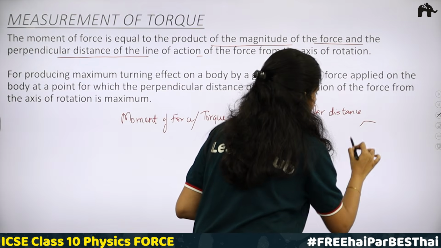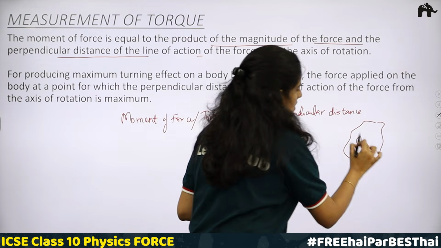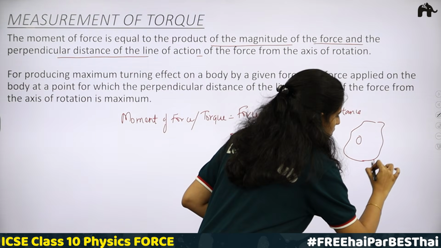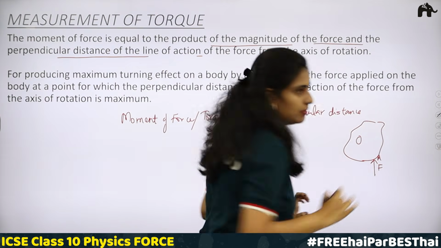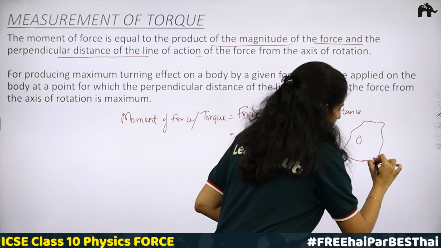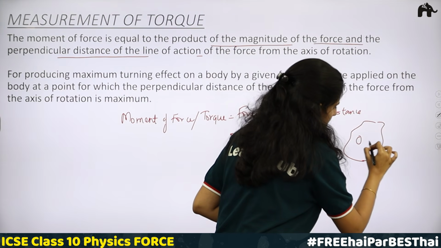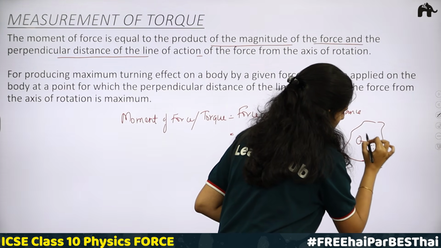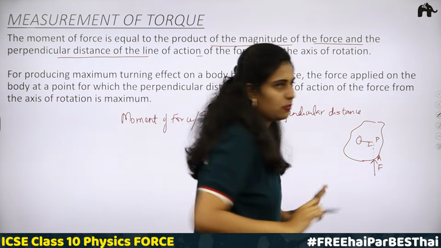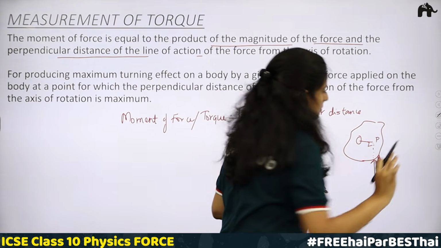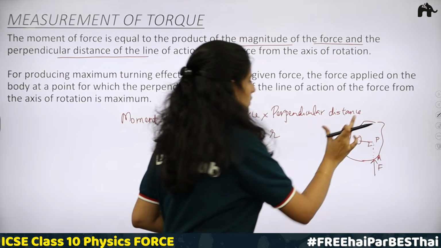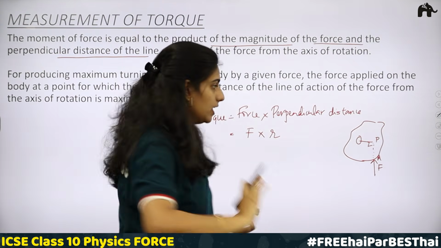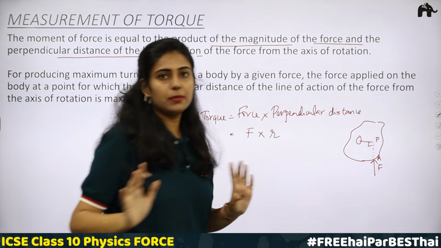Now take a case. Here you have a body. This is point O, your pivoted point. I am applying a force here at a point A. This is how the force acts. When you draw a perpendicular from this pivoted point, let us call it P. So this perpendicular distance and the force we have to take. It will be the product of force and the perpendicular distance.